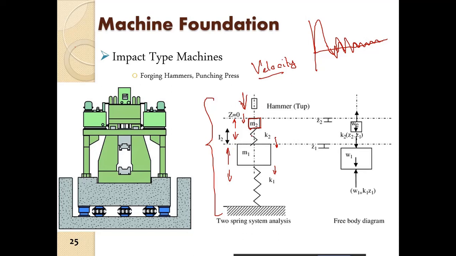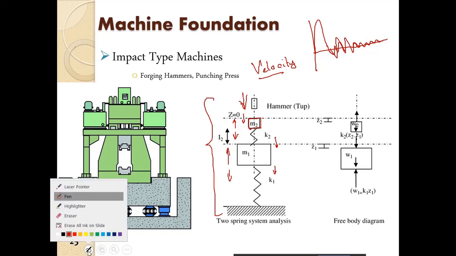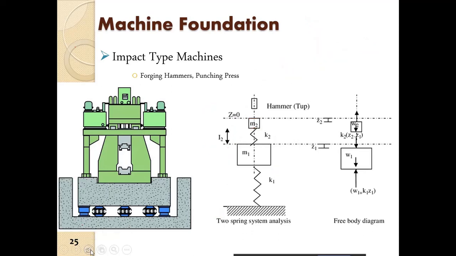If you note this, we have two masses and each has its motion in the z direction. So this is z1, z2. This is z2 and this is z1.